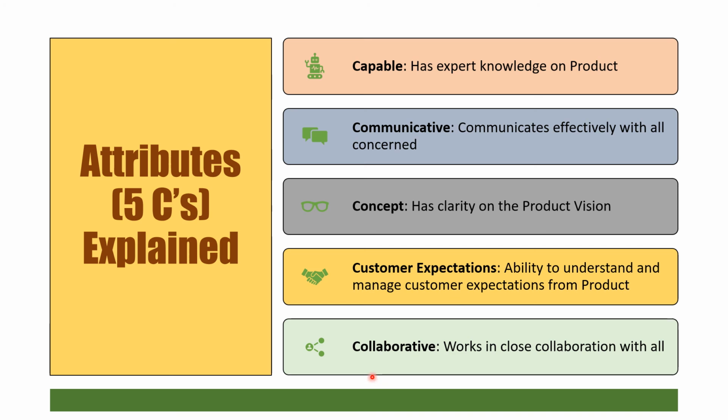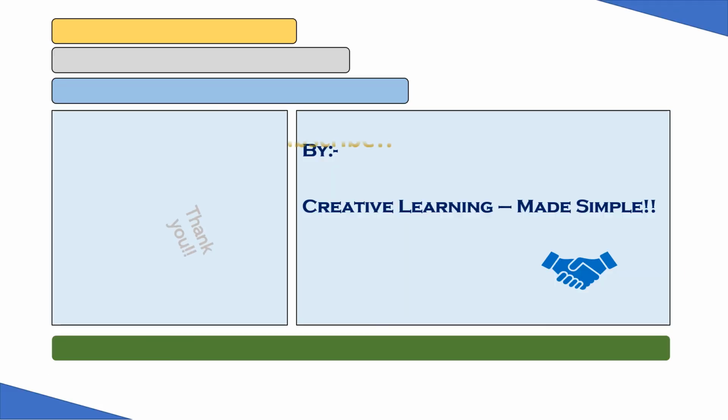The last one is that the product owner is someone who has to work in close collaboration with all. We have already covered that it's not just about collaborating with the development team who is building the product, but also with the different stakeholders who are expecting these features in the product, and how we can effectively build those features so that everyone has their requirements and vision fulfilled through the launch of the product. So these are the 5 key attributes, or 5 C's, which are pretty important for a good product owner role.